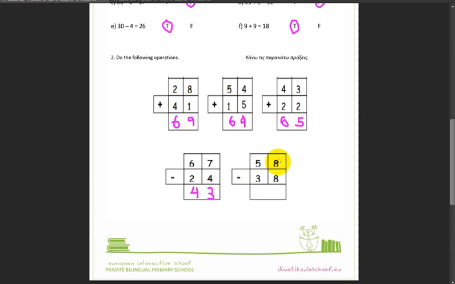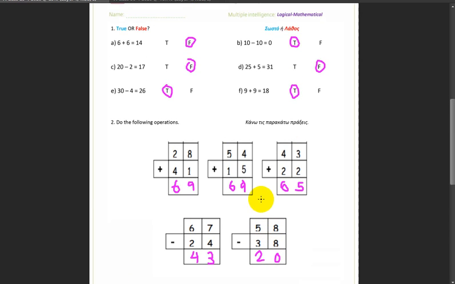Next up, we have 58 minus 38. We start off by saying 8 minus 8 makes 0. And then 5 minus 3 makes 2. So my result is 20. And there you go. That's the whole worksheet solved. Pause the video if you need to look at it to check your answers.